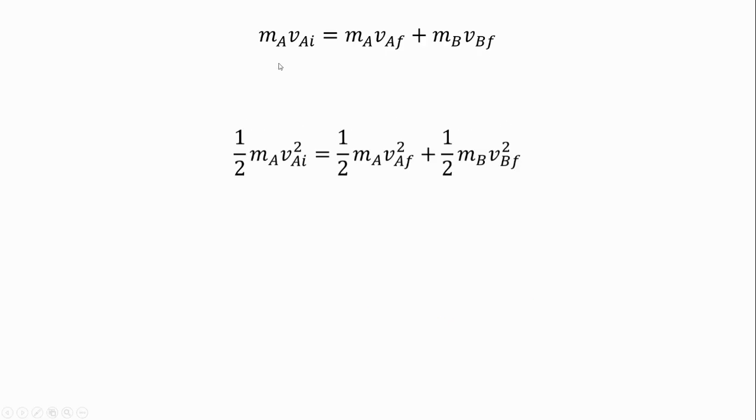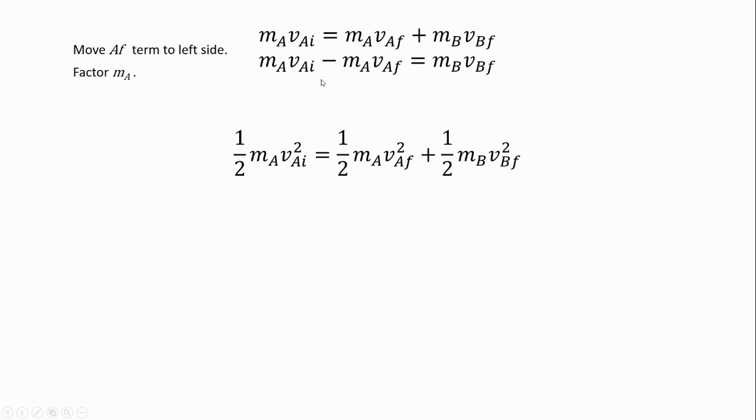So we have these two equations that I brought over from the previous screen. We'll do a little bit of manipulation here. First thing we'll do is move this MA term over to the other side. So it looks like this. That way we can factor out the MA and have VA initial, the initial velocity of object A, and the final velocity of object A.